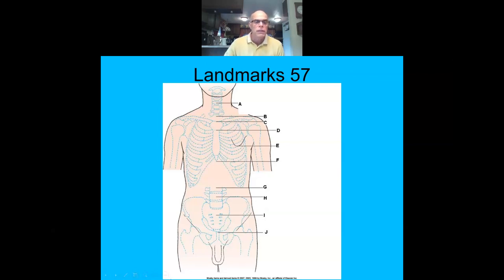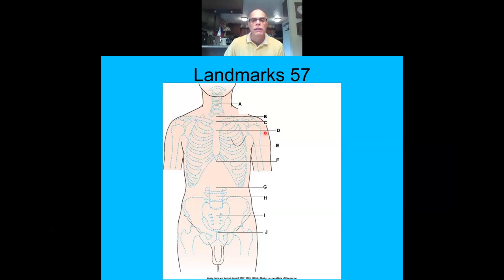Let me try something here. I said I could do this. I'm just going to see if we can make this work here. Okay, so again, we're looking at A, which is going to be your C5 or your thyroid cartilage. Here we're looking at your jugular notch and your sternal angle.